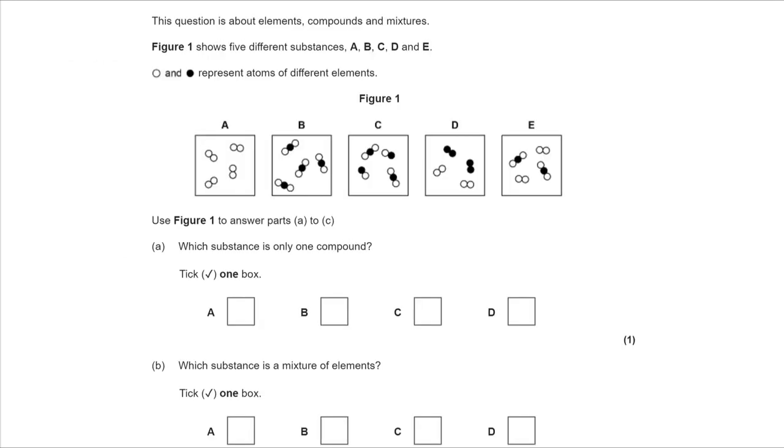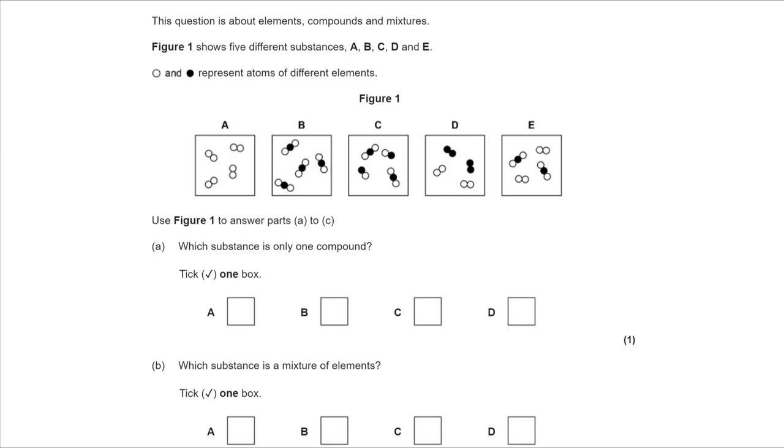So let's take a look at section A, where we've got these 5 diagrams, A, B, C, D and E, and we know that the circles are representing atoms and the different colour circles represent different elements, different types of atom. So use figure 1 to answer part A to C. Which substance is only one compound?